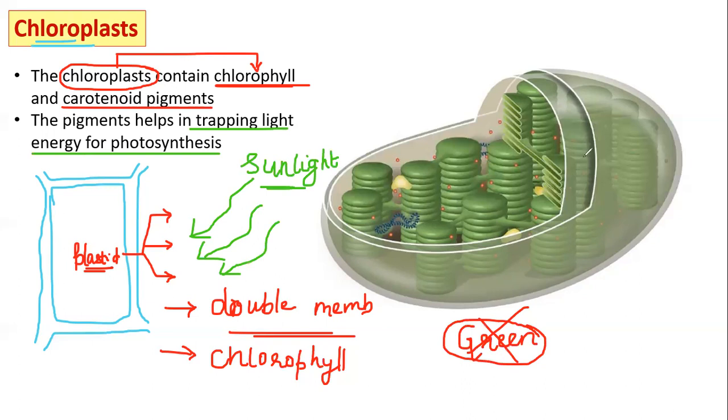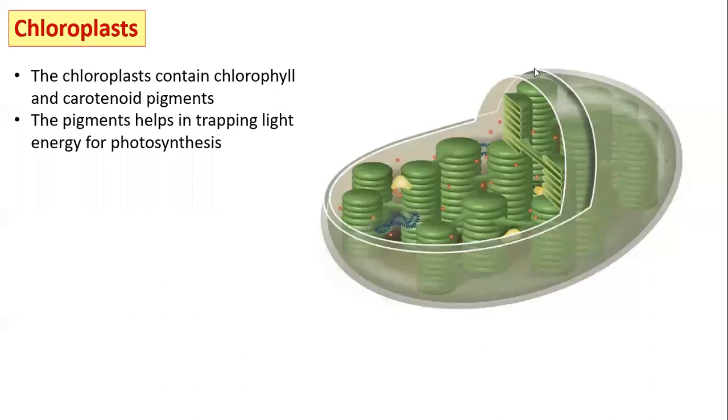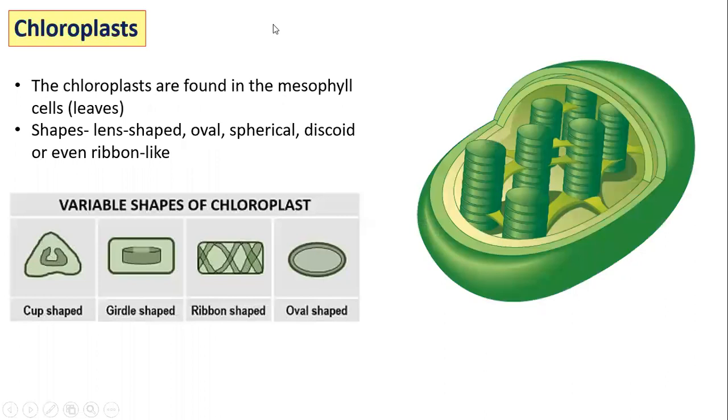Is the topic up to this clear? So, three points we have studied. Chloroplast contains green colored pigment, chlorophyll, along with carotenoid pigments, and these pigments are involved in trapping the sunlight for photosynthesis.